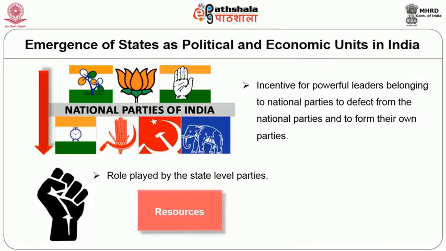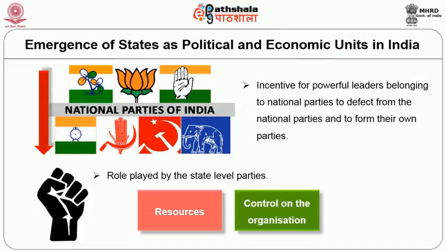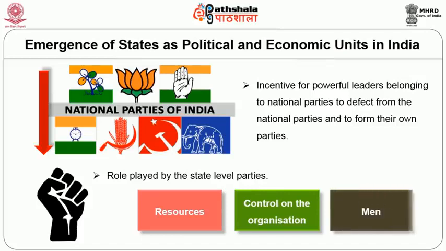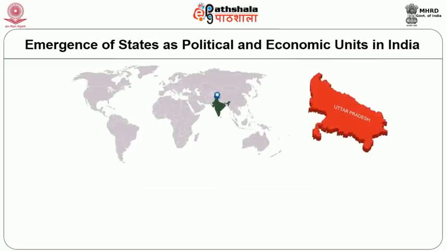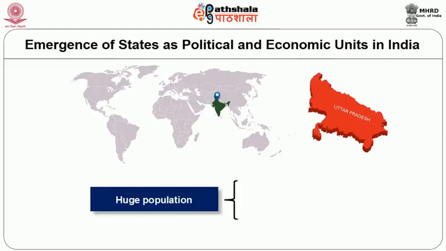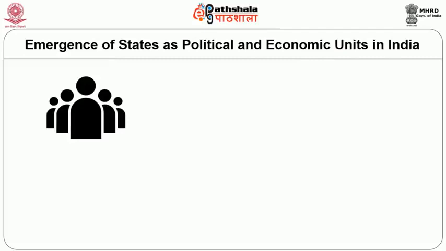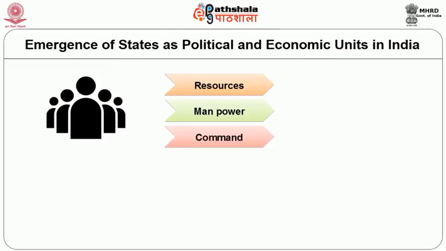You can think of the kind of resources they have at their disposal. You can think of the kind of control they have on the organization, the resources, the organization, the men. You just see the size of the states. Some of our states are as large as the countries of the world. In fact, Uttar Pradesh is among the 10 largest states in the world, 7th or 6th number. It has a huge population, and grows territorially as well as population-wise. So the state level leaders obviously have a lot of resources, a lot of manpower at their command, which really made the state also very powerful.